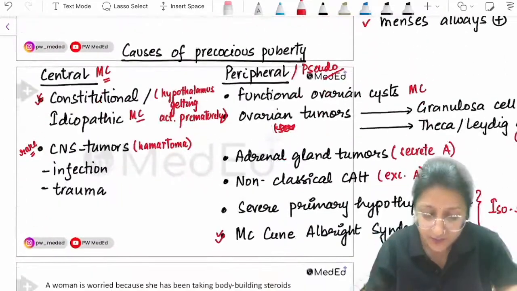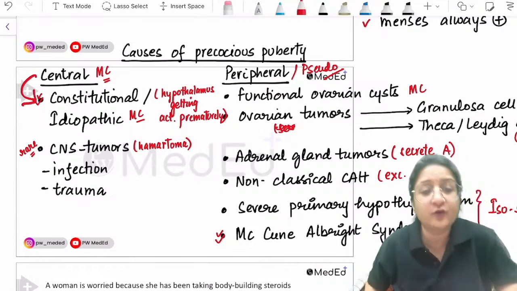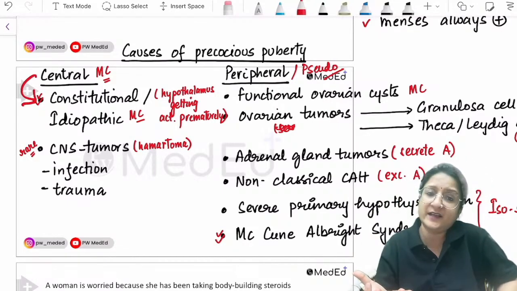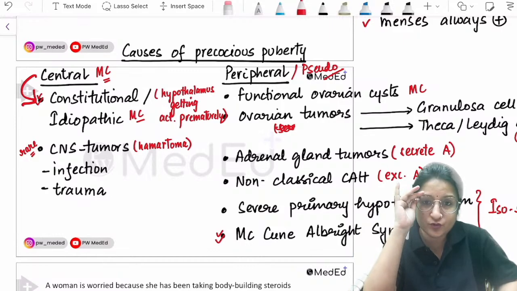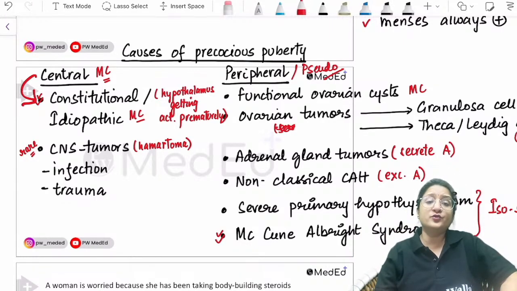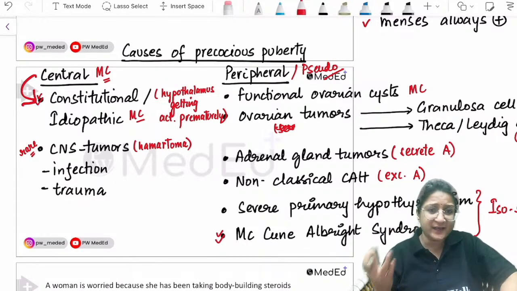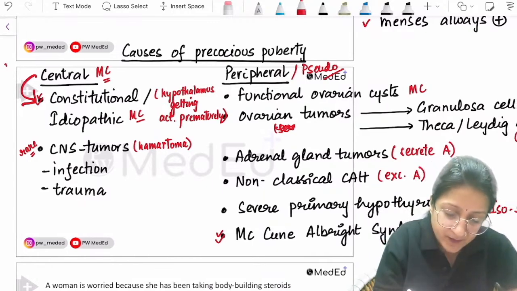Look at the causes. When you have a central cause, like constitutional or idiopathic, then we can obviously use GnRH analogues, because they cause pituitary downregulation and they will cause ovarian suppression. So GnRH analogues can be used here.